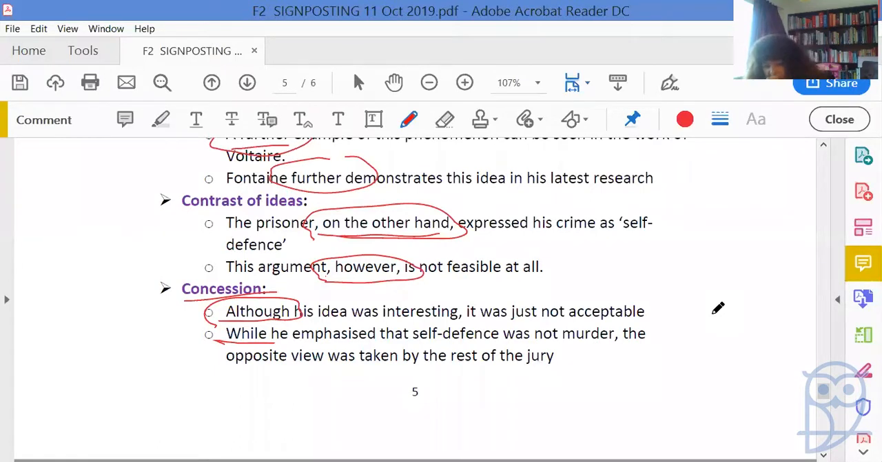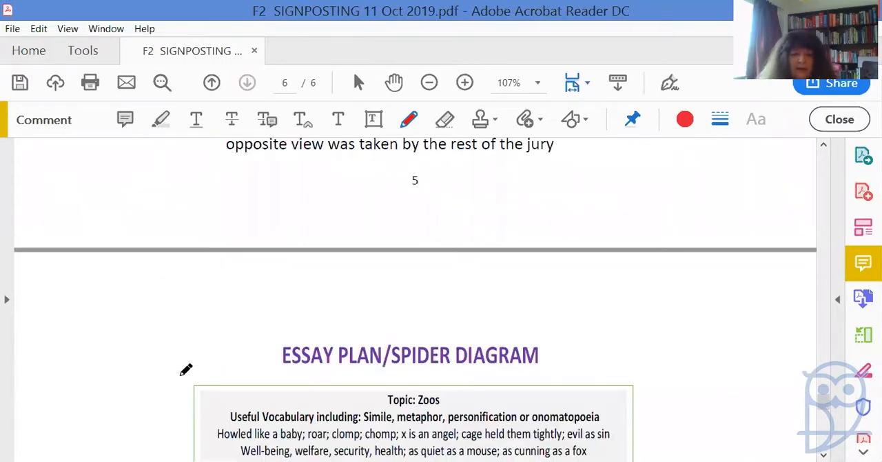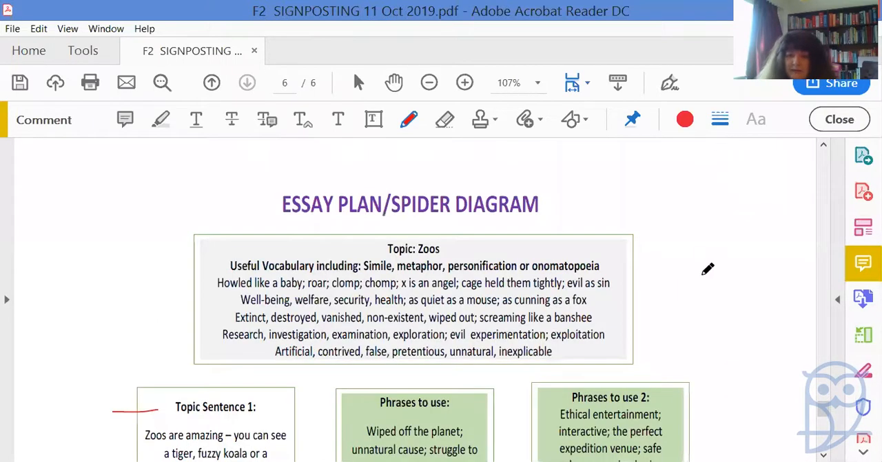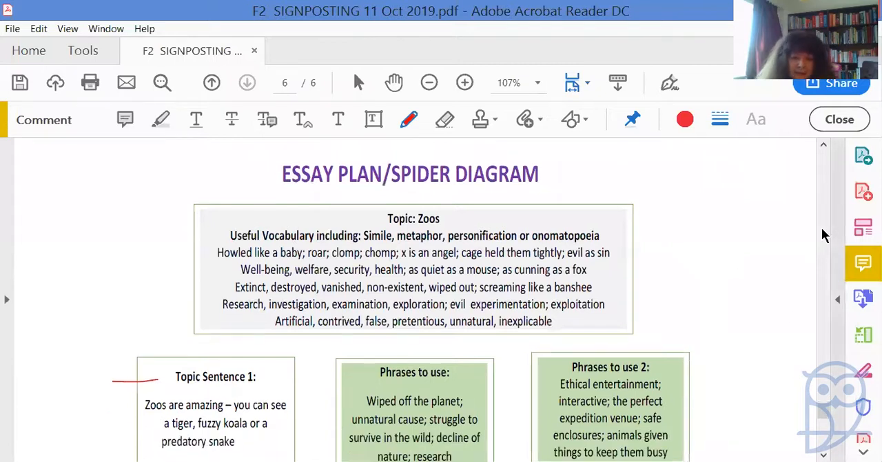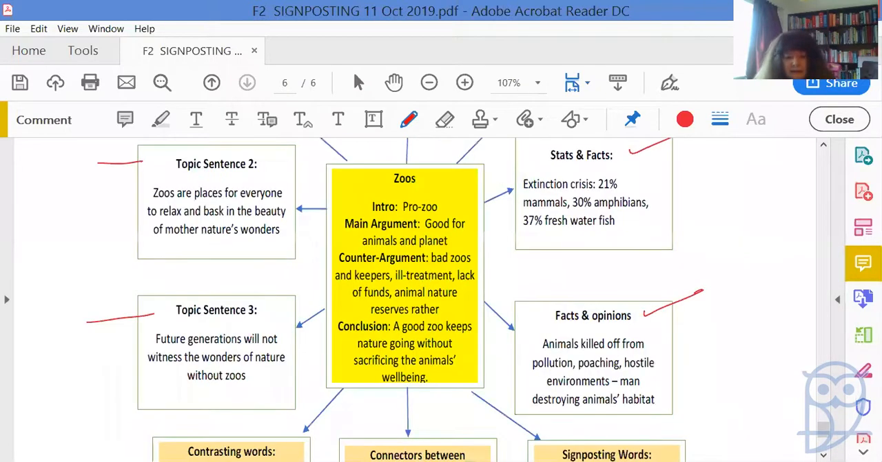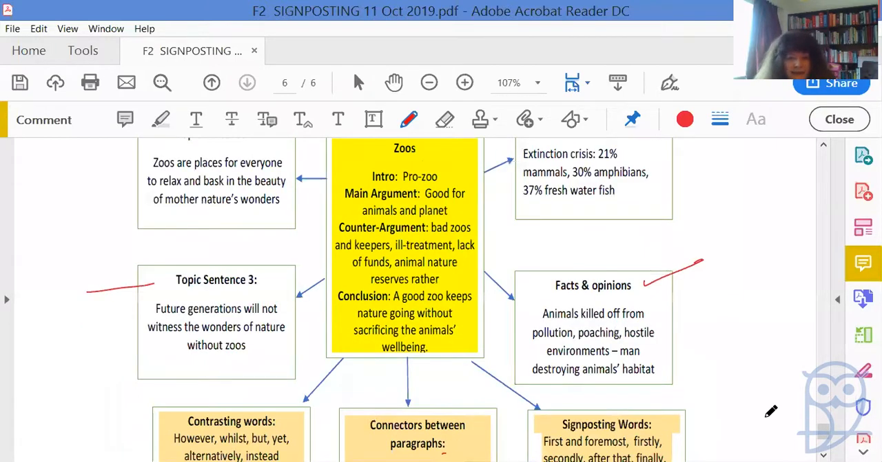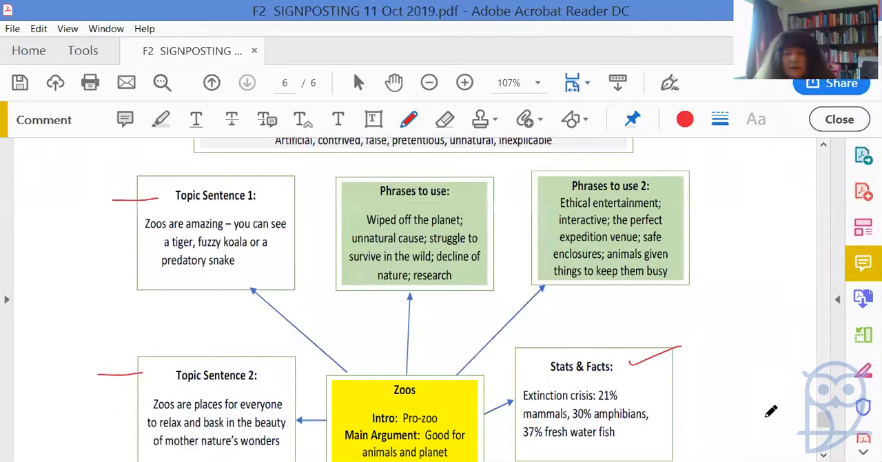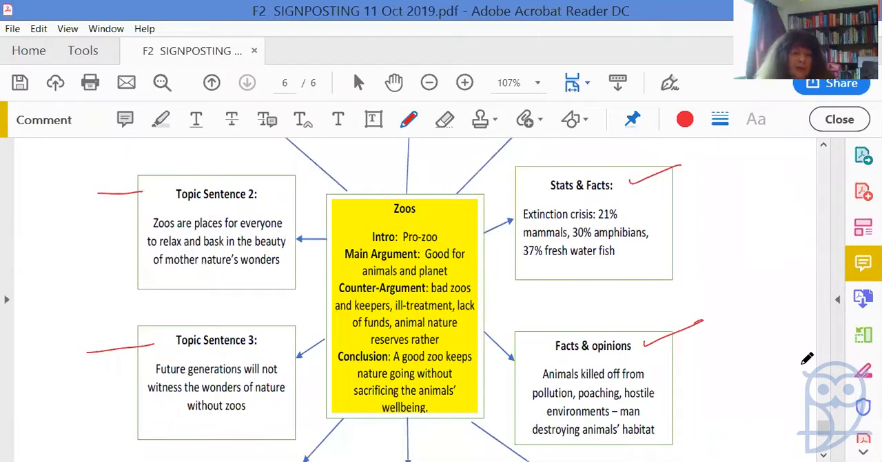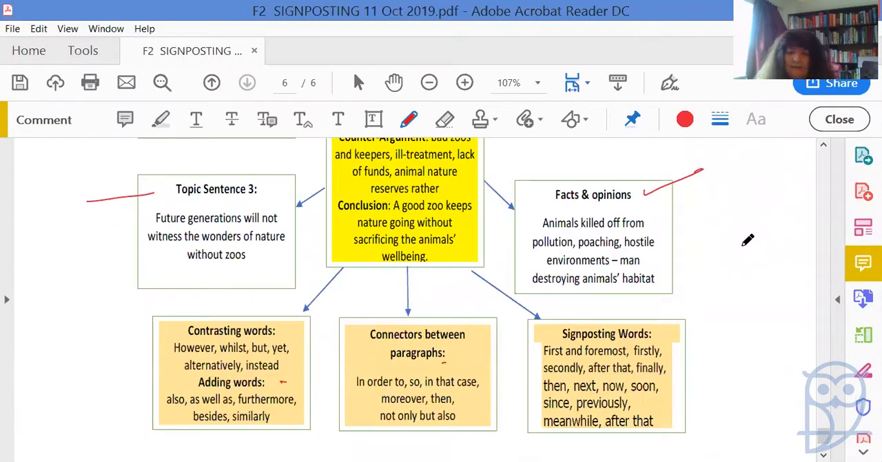Those are the ways you can be using your signposting words to guide the reader through your essay. And the best way for you to see them and notice them is to make an essay plan and get all your contrasting connectors, linkers onto that plan somewhere. And it's just so easy for you to write your essay after that.